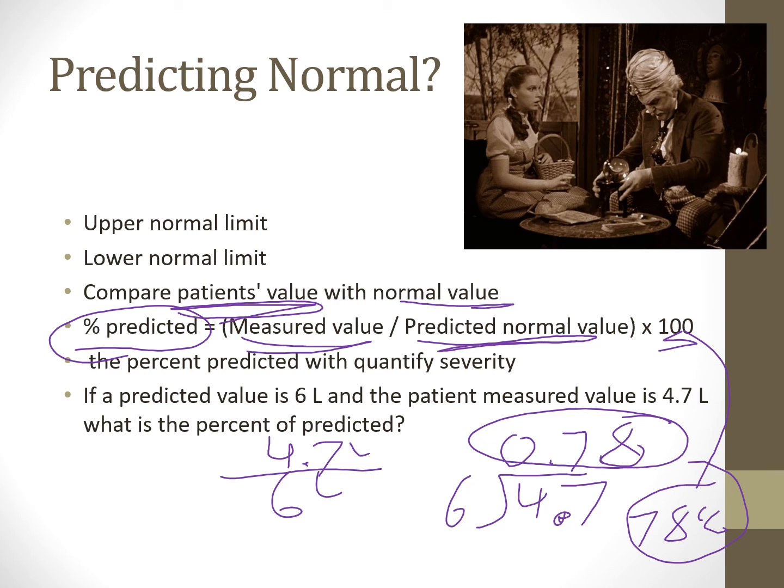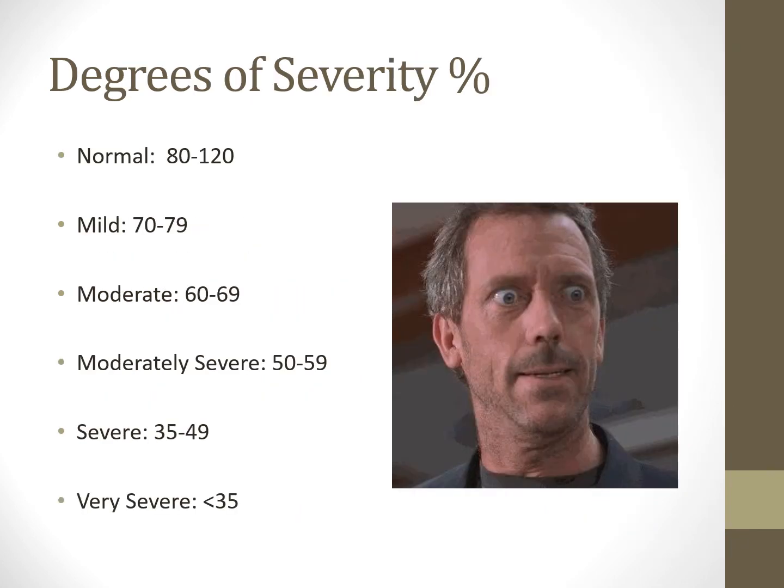The question then becomes, is that a good value? Is 78% a good score, or is 78% a bad score? Well, let's go to the next screen. A normal, when we're looking at this, would be 80 to 120% of predicted. So is this 78% from the previous screen within the normal limits of their volume, right? 4.7 liters out of 6 liters. No, they're not normal. They're 78%. So this patient had a mild restrictive process. Why did I say restricted?